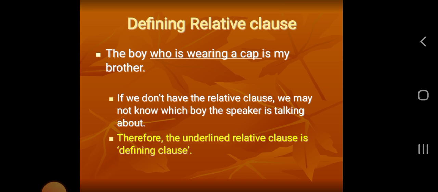It explains or defines this noun boy. It is defining. For example, here too it says the boy, who is wearing a cap. Who is wearing a cap? That boy. So it is explaining that boy. My brother is the speaker's own words, but who is wearing a cap is explaining the boy. If we don't have the relative clause we may not know which boy the speaker is talking about. For example, without who, the boy wearing a cap is my brother, we know nothing. Therefore the underlying relative clause is a defining clause. It defines. The boy who is wearing a cap is my brother. When who is added, who does it show? That boy.